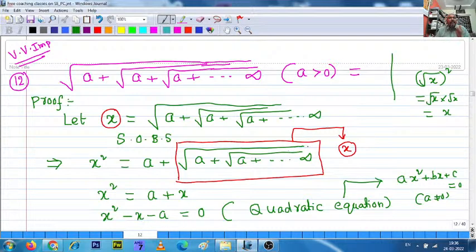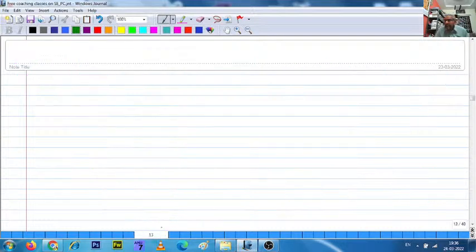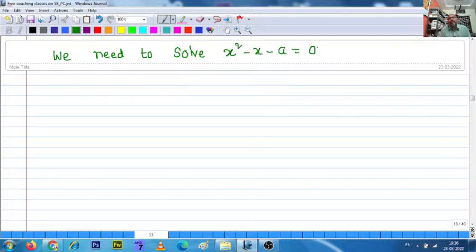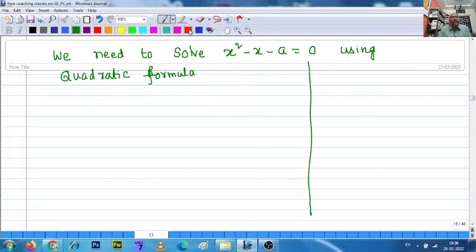So now you need to solve this one. How to solve? We have the Sridharacharya method, the formula is there. So we need to solve the quadratic equation thus formed, that is x square minus x minus a is equal to 0, using the quadratic formula. That quadratic formula was derived by the great Indian mathematician Sridharacharya. That is also called the Sridharacharya method, the quadratic formula method. Don't worry, I will give the quadratic formula for you.